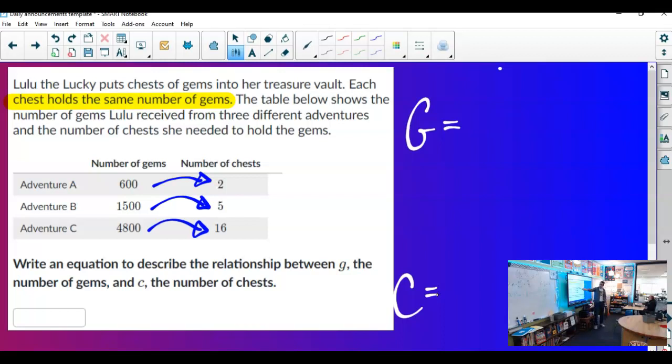Gems is more than the number of chests, right? So to compare, gems is something times or added or subtracted or something. But here, since we're talking about proportions, we know it's multiplication or division, right? All year we've been talking multiplication and division. So gems equals something times the number of chests. Can anyone see the relationship between gems and chests? What is it, Gabe?